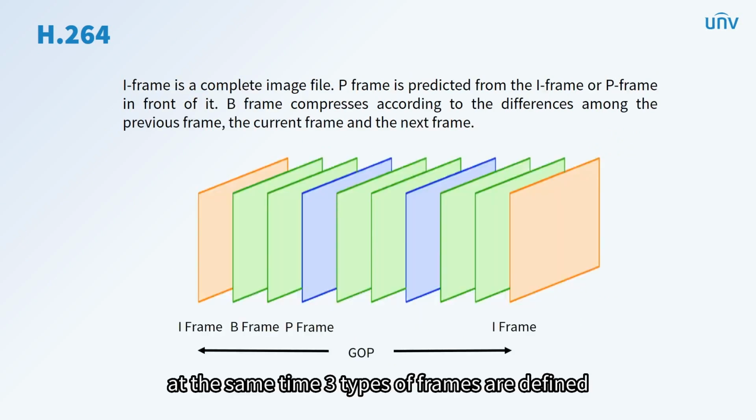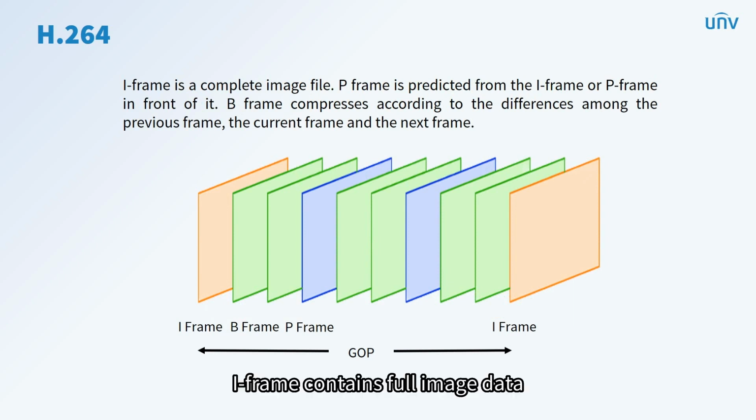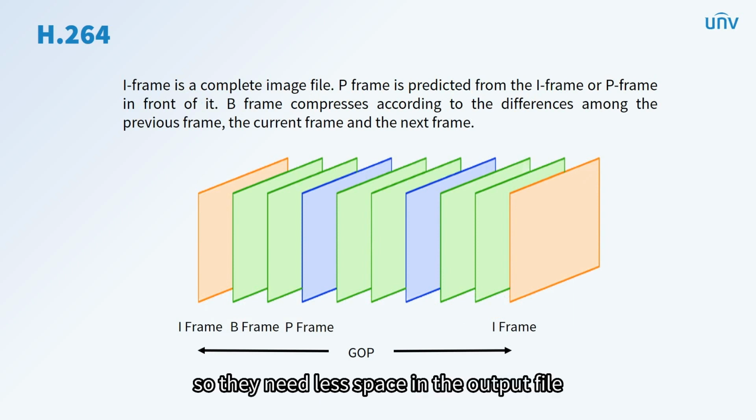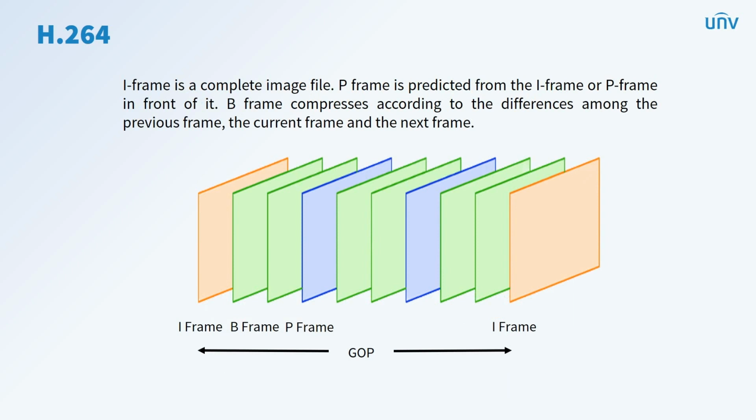At the same time, three types of frames are defined. I-frame contains full image data. When transmitting it, the stream will be large. P-frame and B-frame hold only the changing part between frames, so they need less space in the output file.